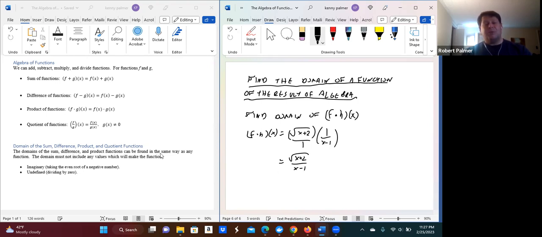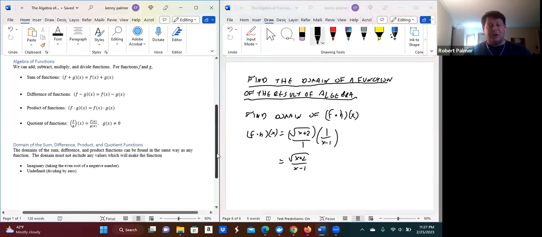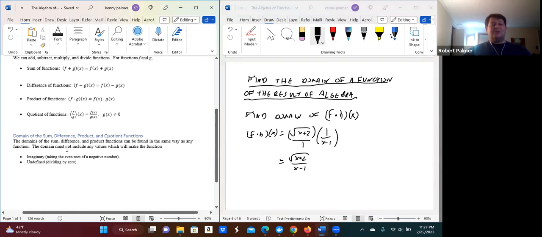All right. So remember, in general, when defining the domain of your function, the domain has to exclude or not include any values which make the function imaginary. That's the result of taking the even root of a negative number, particularly the square root of a negative number, or undefined where you're dividing by 0. We have to avoid both of these.